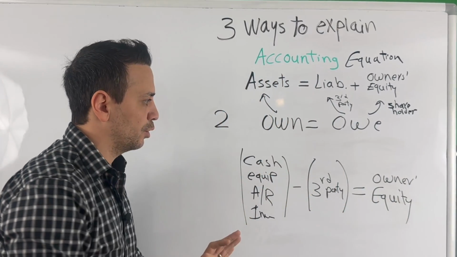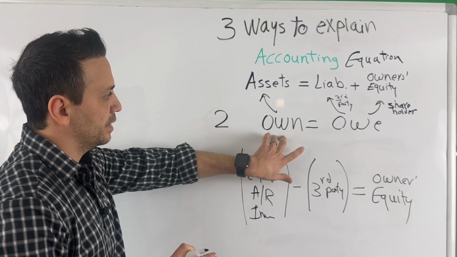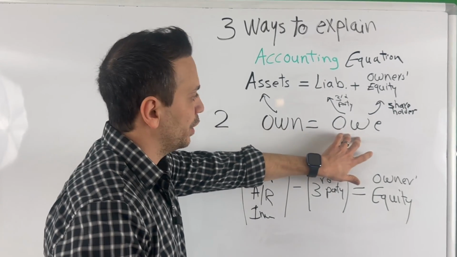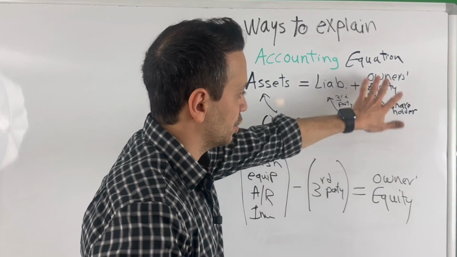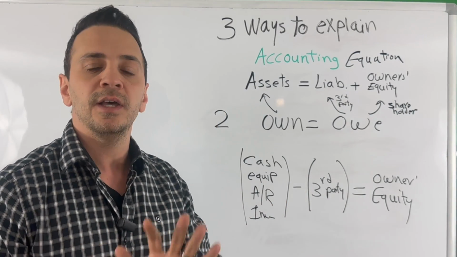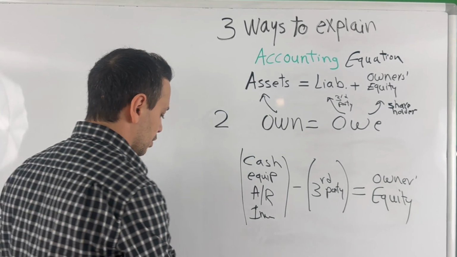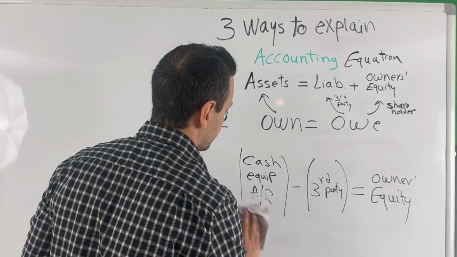So this is the second approach or the second level, that what we own in the business equals what we owe to third parties and to the shareholders. So this is the second level or second way of understanding the accounting equation. Now let's jump into the final method, which is method number 3. So we'll erase this.